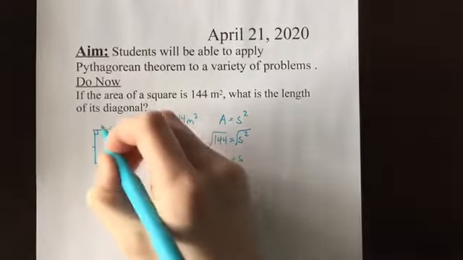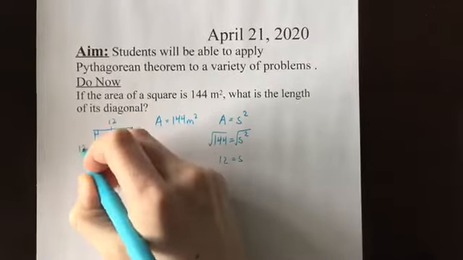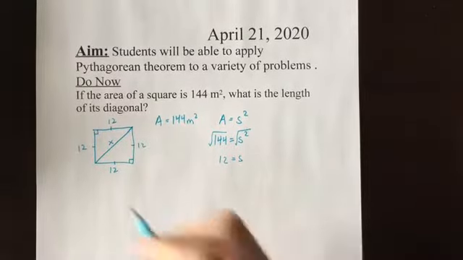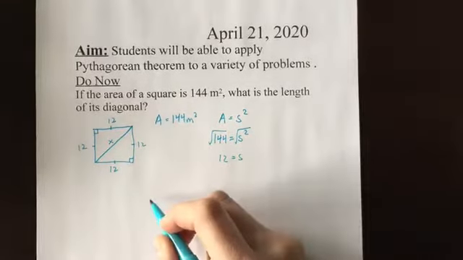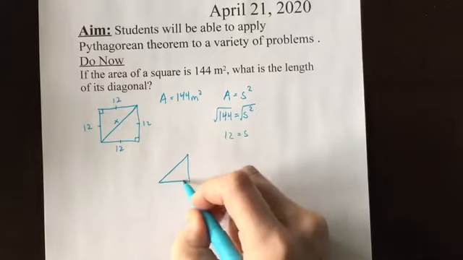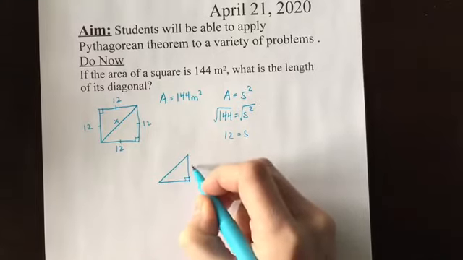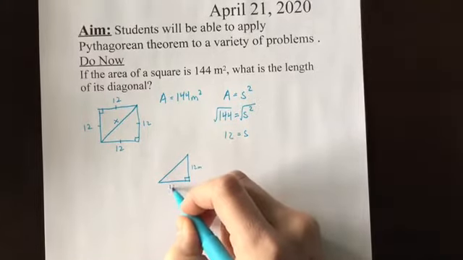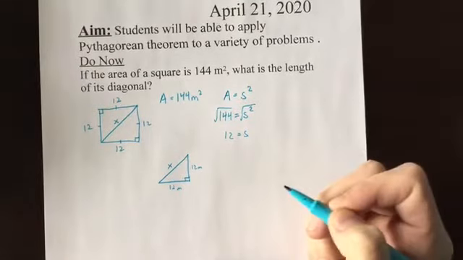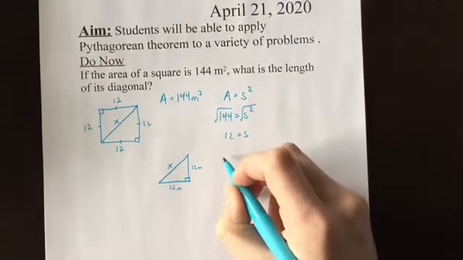So we've got 12 meters all along the side lengths. And we're looking for the diagonal. That diagonal in our square creates a right triangle, right? Where we have side lengths of 12 meters and 12 meters. We're looking for the diagonal. We're looking for the hypotenuse.